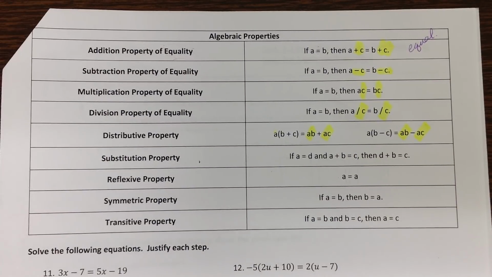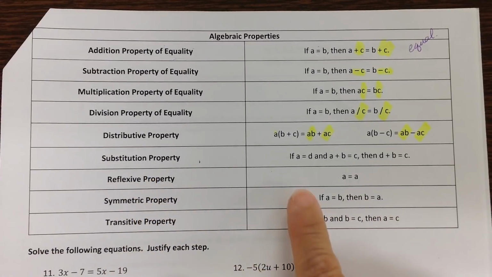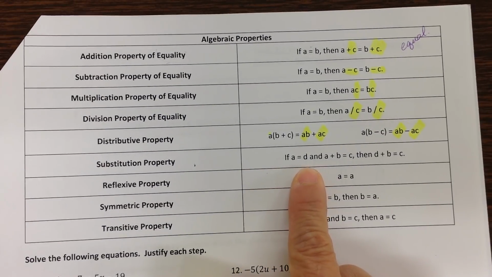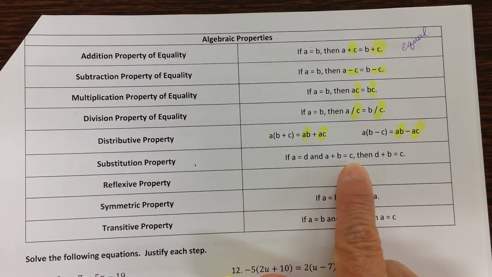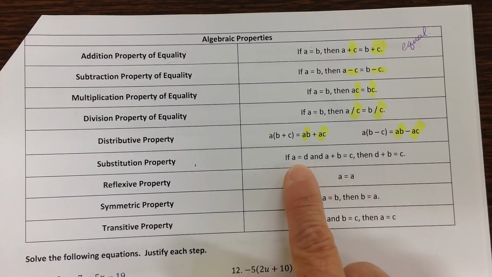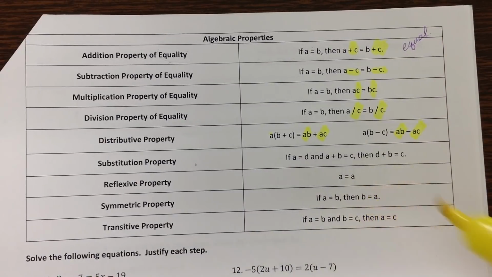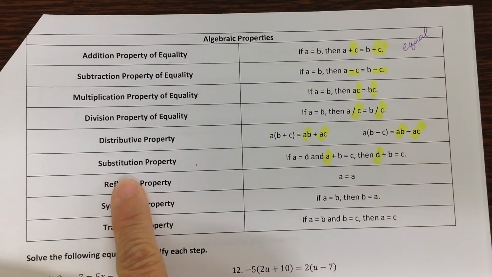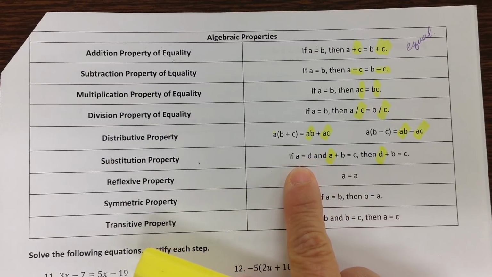Substitution property. Okay, so this one, we're going to use this one a lot, but you really need to understand it. So substitution says if I know that A is equal to D, and I know that A plus B is equal to C, then I can replace the A with the D because I already know they're equal. So then I could replace that equation and say D plus B equals C. So I'm making a direct swap, a direct substitution here. I'm taking D and replacing it with A only because I know that A is equal to D.